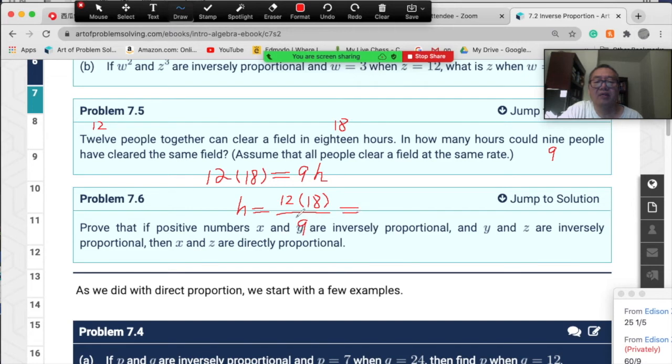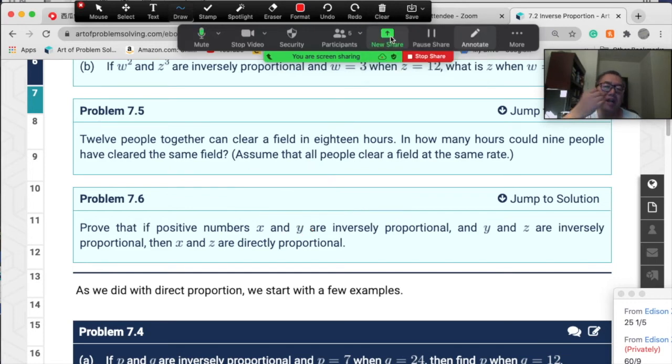So then we cancel out this common factor. Get this one equals 12 times 2 equals 24. H equals 24. So that means you need 24 hours for these 9 people to clear the same field. So this one makes sense. If you have fewer workers, then definitely you need a longer time for these workers to finish this job. If you have more workers, definitely you need fewer hours for this worker to finish this job.